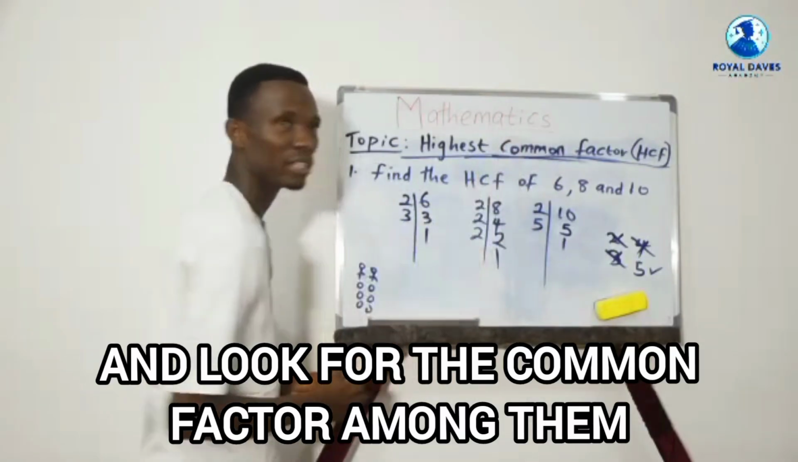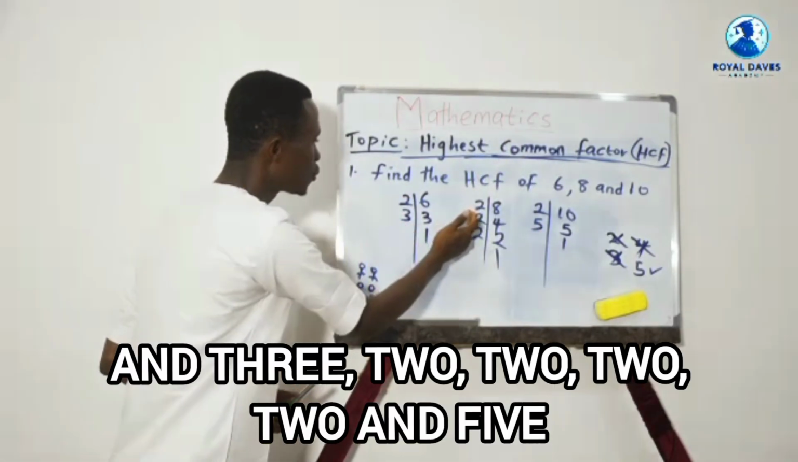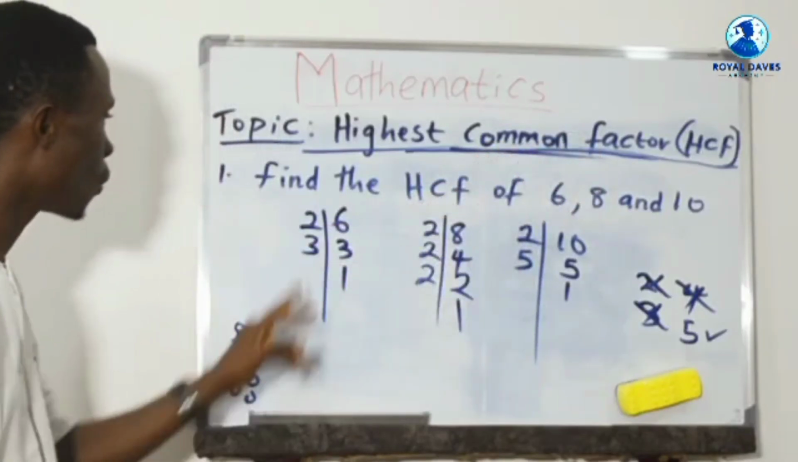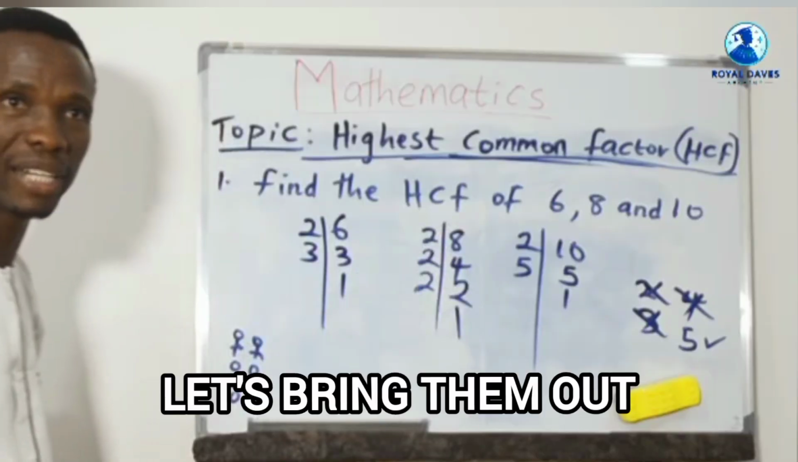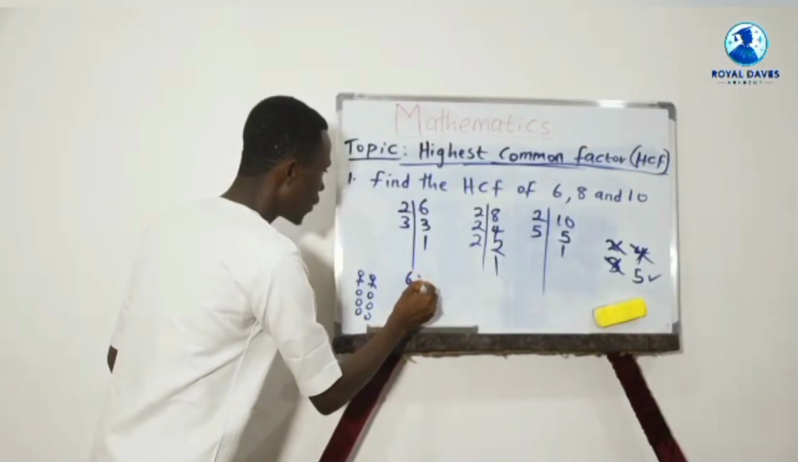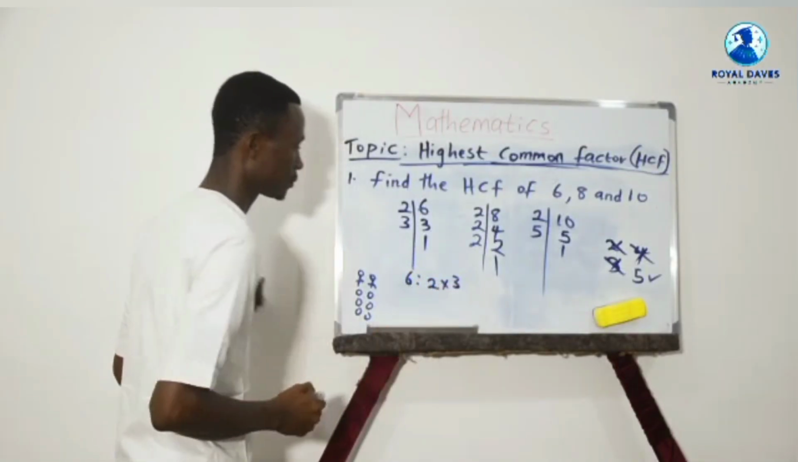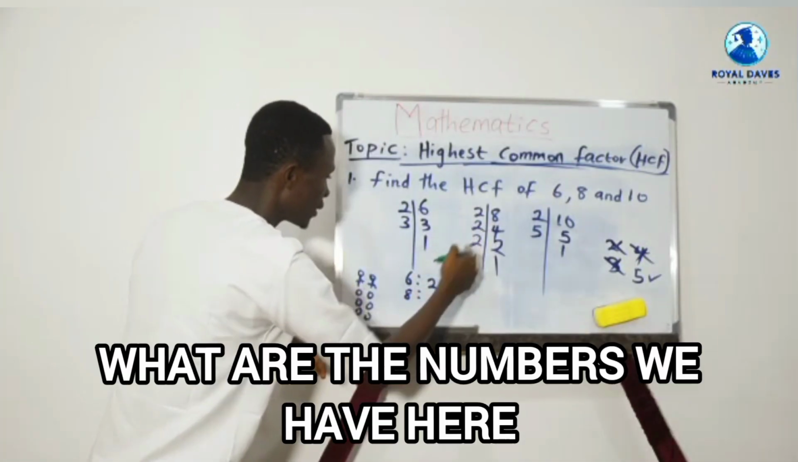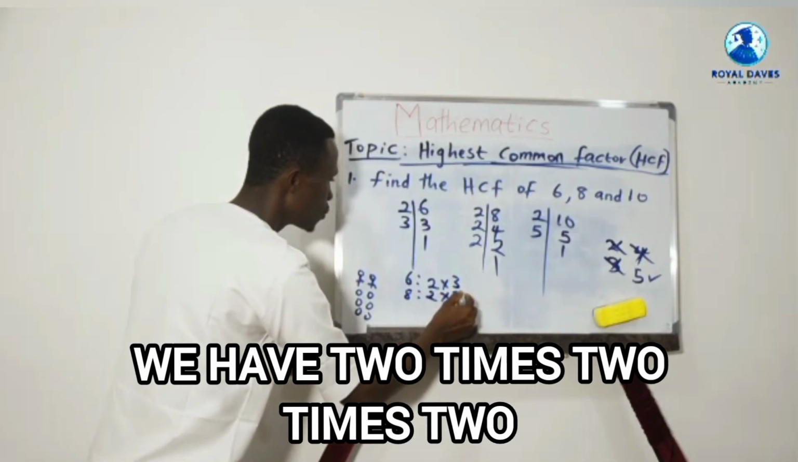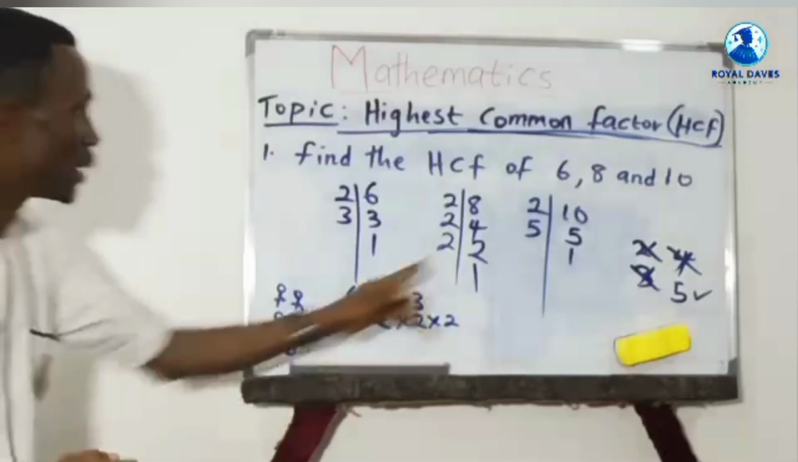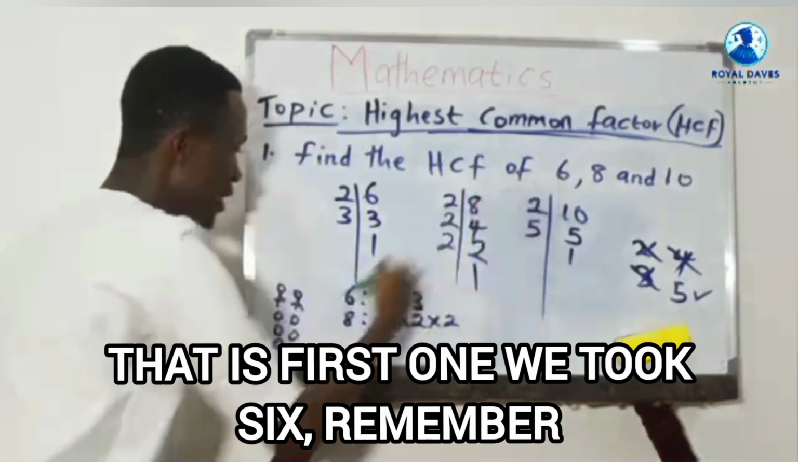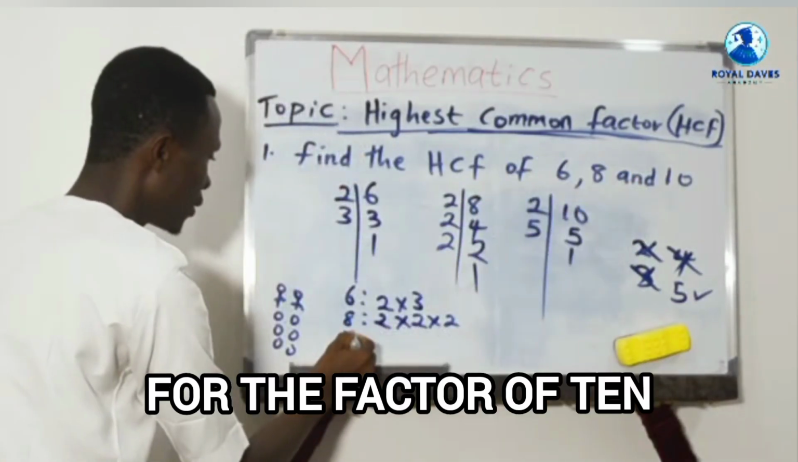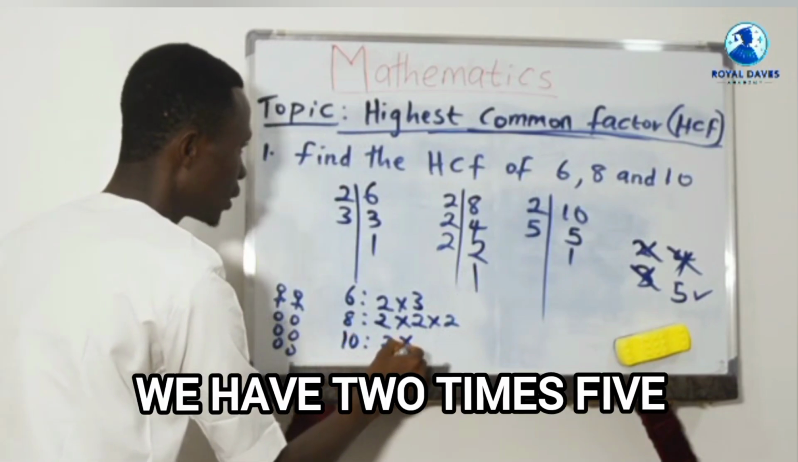Now the next thing we'll do is to bring out these factors and look for the common factor among them. All these are factors: 2 and 3, 2, 2, 2, and 2 and 5. The next step is to look at the common factor among them. Let's bring them out. For 6, we have 2 times 3. Hope you are following. Then for 8, we have 2 times 2 times 2. Then for 10, we have 2 times 5.